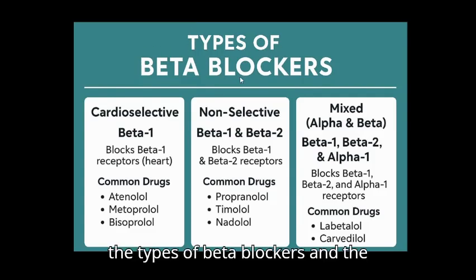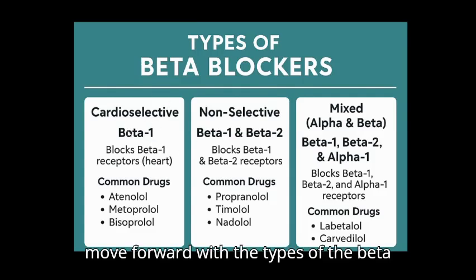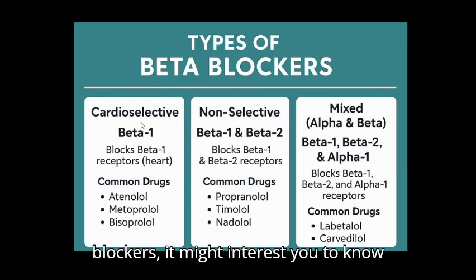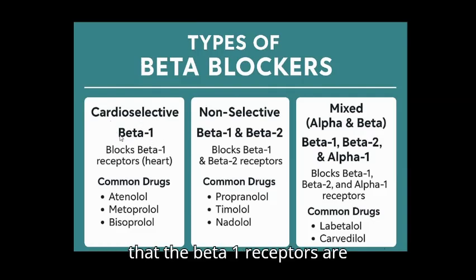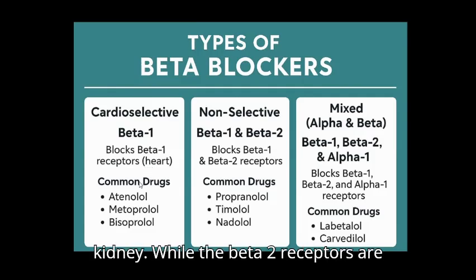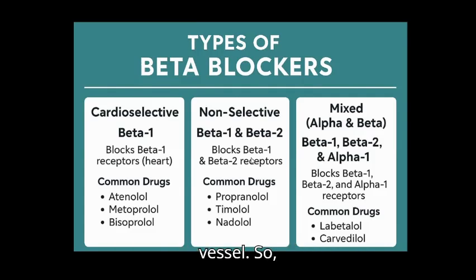So, the types of beta blockers and the mechanism of actions. Before we move forward with the types of the beta blockers, it might interest you to know that the beta 1 receptors are majorly found in the heart and the kidney, while the beta 2 receptors are found in the lungs and the blood vessels. Okay, so the first type is the cardioselective beta 1 blockers. These block the beta 1 receptors, and these beta 1 receptors are in the heart.